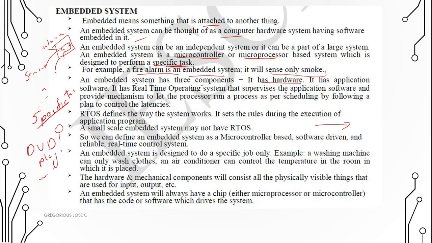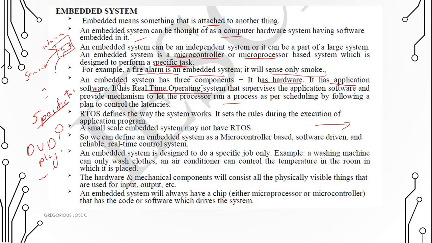It has a hardware part. And it has application software, and it has a real-time operating system that supervises the application software and provides a mechanism to the processor. Okay, so basically it consists of three components. So it consists of a hardware part. So it will surely have a hardware part. It can be an application program or some code that is embedded on that controller to perform that task. And in some cases there will also be a real-time operating system.